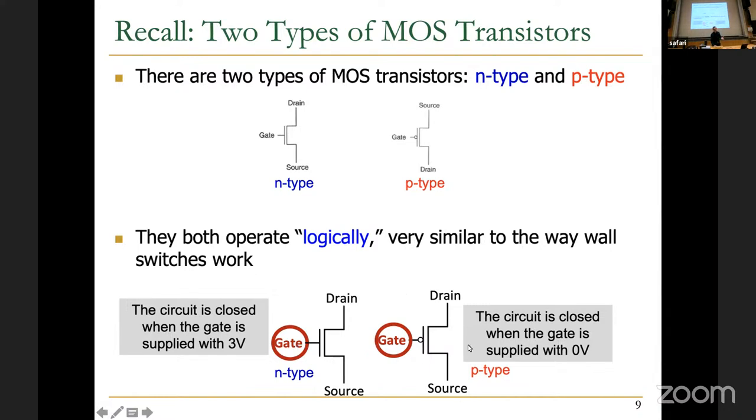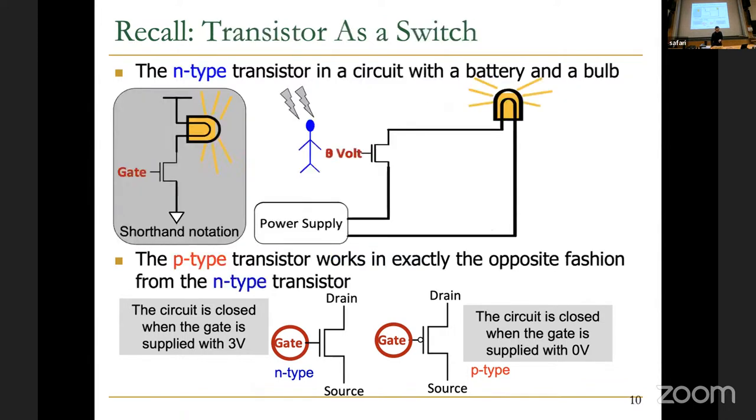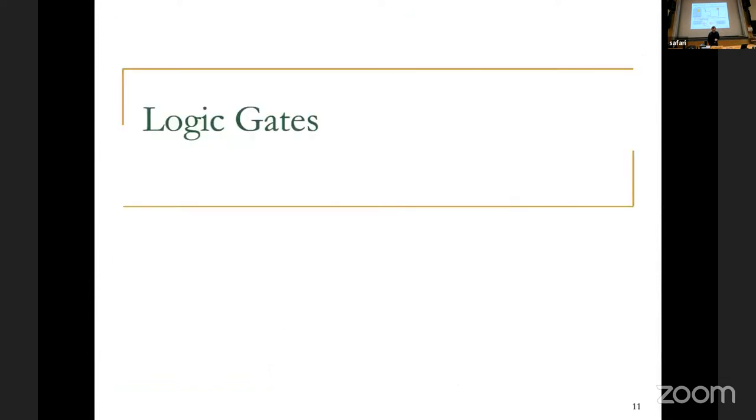And P-type operates exactly oppositely, basically. And that's why we have this bubble that shows the inversion. The bubble is always inversion, complement, in logic. And we discussed how this bulb gets lit when the transistor is turned on. In this case, it was an N-type transistor, but you could actually change this to P-type and it'll operate with exactly opposite voltages, right? Okay, so hopefully this is clear. If not, you can go back and study the last lecture.